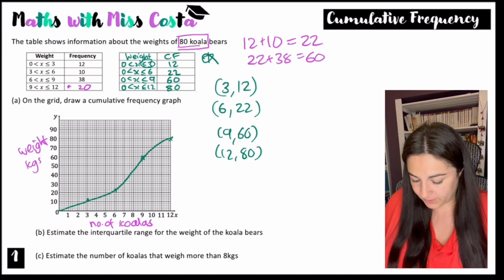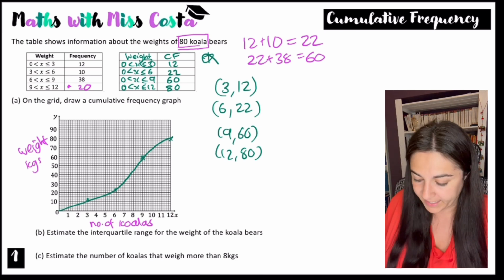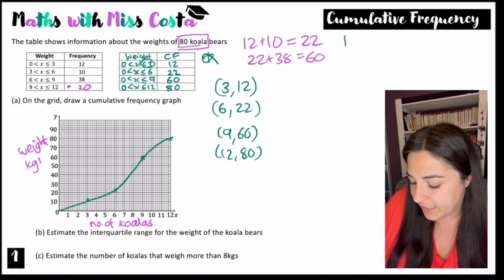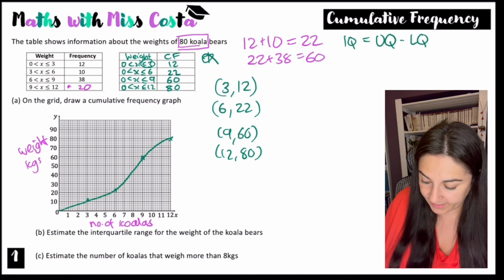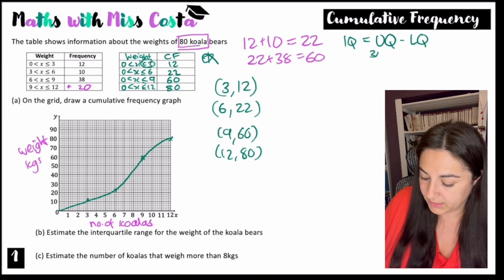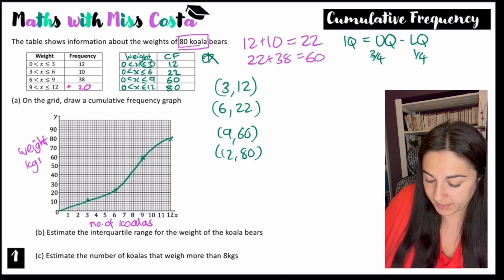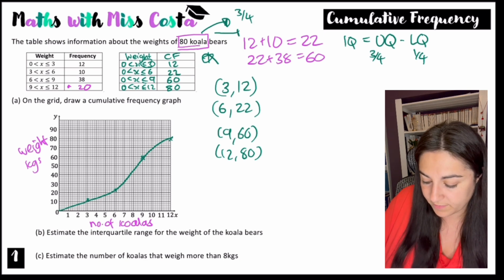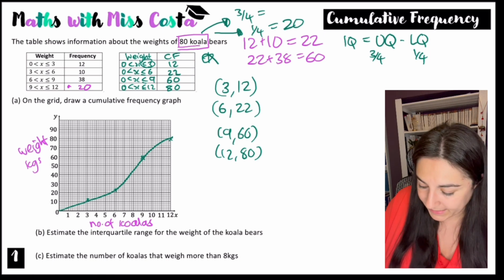Okay, so I've plotted it. Now I need to estimate the interquartile range for the weight of the koala bears. Now the interquartile range is the upper quartile take the lower quartile, and what that means is the upper quartile is 3/4 of the way through the data, the lower quartile is 1/4 of the way through the data. So essentially you've got 80 koala bears, so 3/4 of that, well, let's start with 1/4 because 1/4 is easier. 1/4 of 80, 80 divided by 4 is 20. And therefore 3/4 of that would be 60.